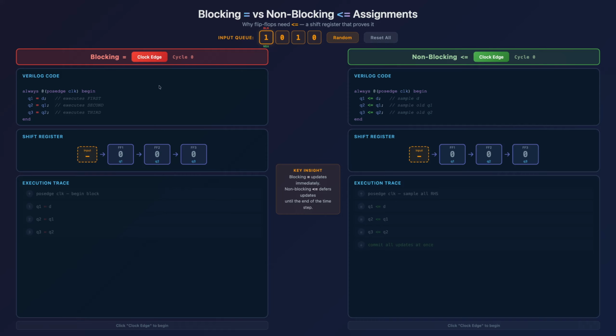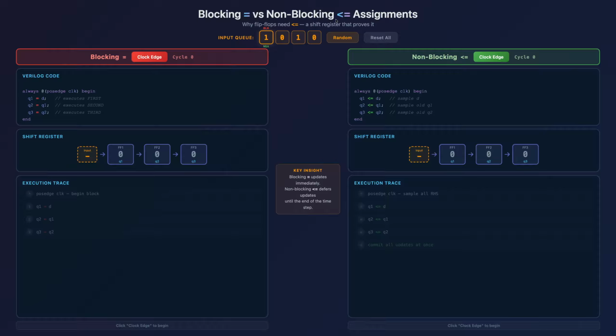One of the things you'll encounter in Verilog is two different equal signs. One is a blocking equal sign. These occur within always blocks. One is a blocking equal sign that's just a regular equal sign. The other is this arrow kind of equal sign. This is a non-blocking assignment.